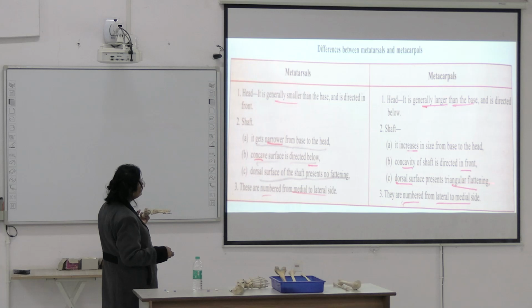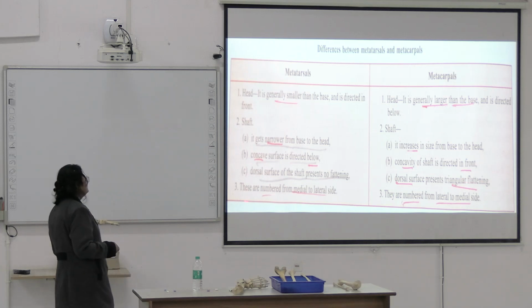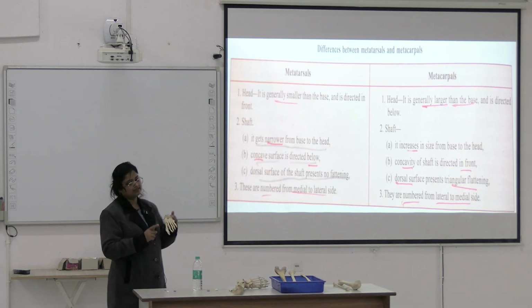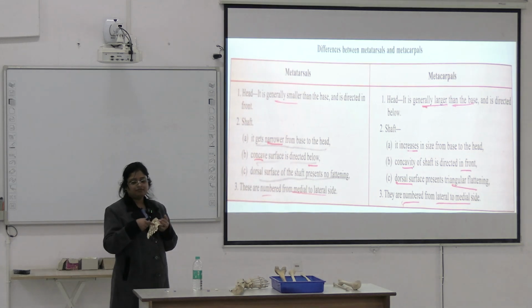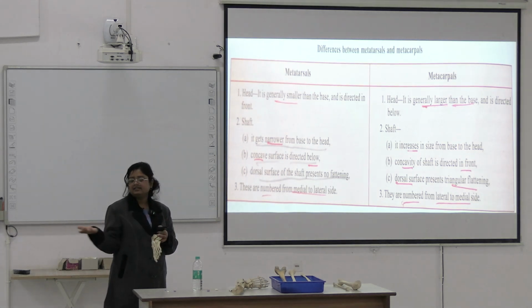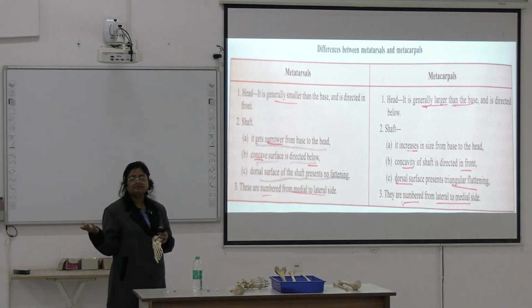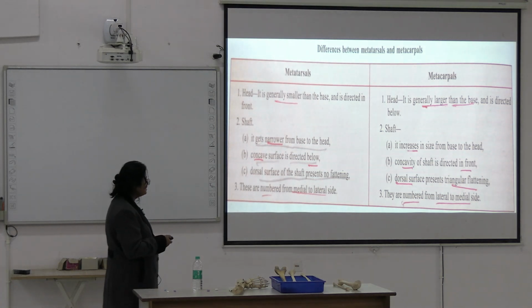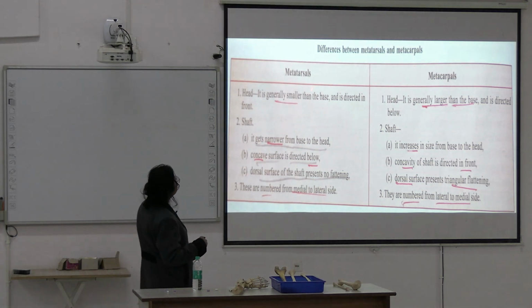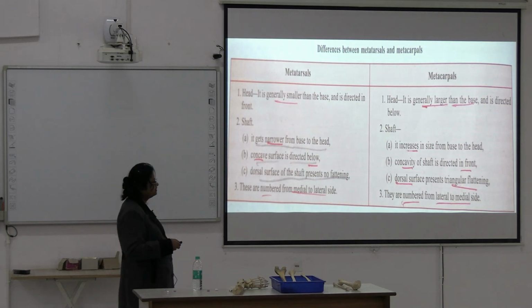This is an important feature. The metatarsals are numbered from medial to lateral: first, second, third, fourth and fifth. For the hand, you count from lateral to medial. The thumb is the first metacarpal, then second, third, fourth, fifth, from lateral to medial. So these are the differences between metatarsals and metacarpals.